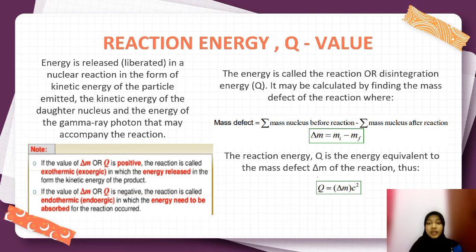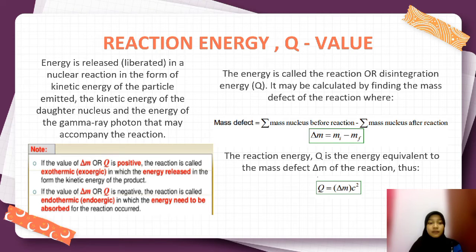It may be calculated by finding the mass defect of the reaction, where mass defect equals the mass of nuclei before the reaction minus the mass of nuclei after the reaction. And the reaction energy Q is the energy equivalent to the mass defect Δm of the reaction. Q equals Δm multiplied by c squared. And you must note about the value.